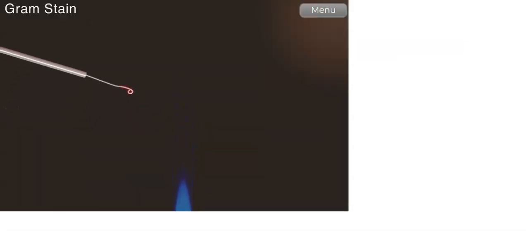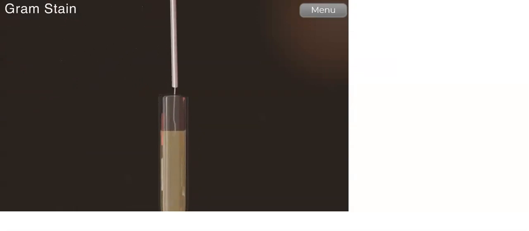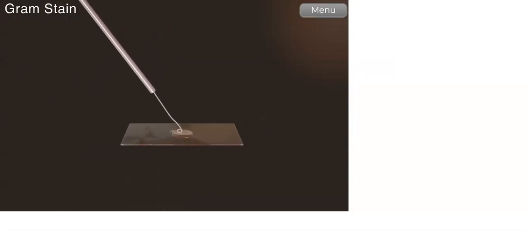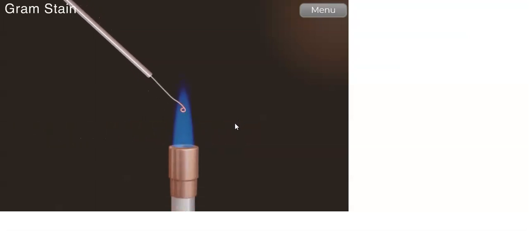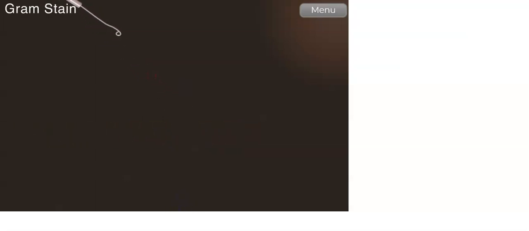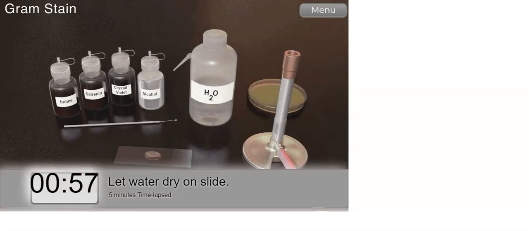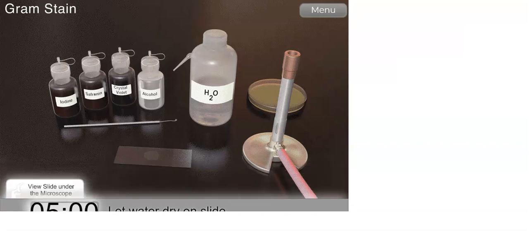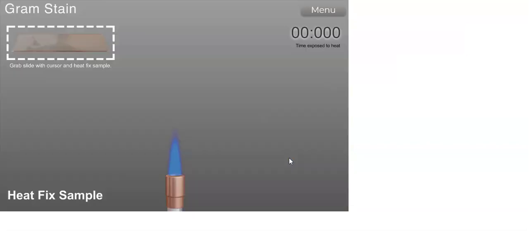So now we're going to start. First, heat the inoculating loop until it becomes red hot, to remove the impurities or contaminants on the loop and avoid contamination. So let the water dry on the slide. Now we are going to start the process we call heat fixation, where we heat fix the slide. Turn on the Bunsen burner and pass the slide around 2 or 3 times, about 1 to 2 seconds.